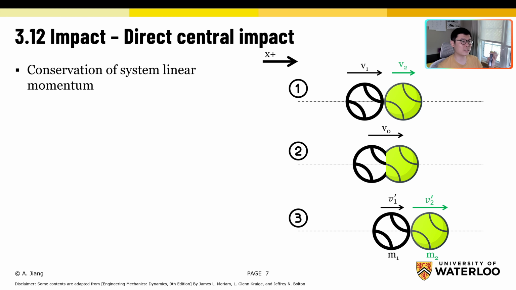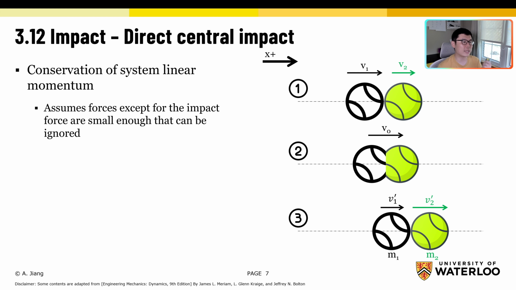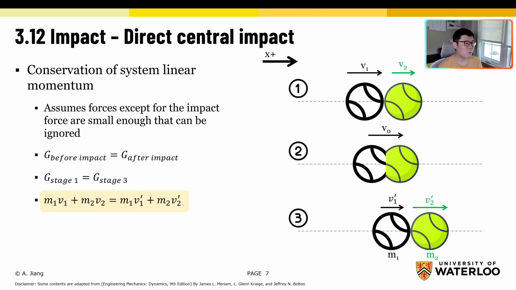If you recall section 3.9, if we look at these two balls as a single whole system, we can make the assumption that forces except for the impact force are small enough to be ignored, such as friction and air drag. Therefore, G before impact equals G after impact. This gives us the stage 1 linear momentum equals the stage 3 linear momentum. And we can replace G with proper variables using the linear momentum equation. We have m1 v1 plus m2 v2, stage 1, equals m1 v1 prime plus m2 v2 prime, stage 3.